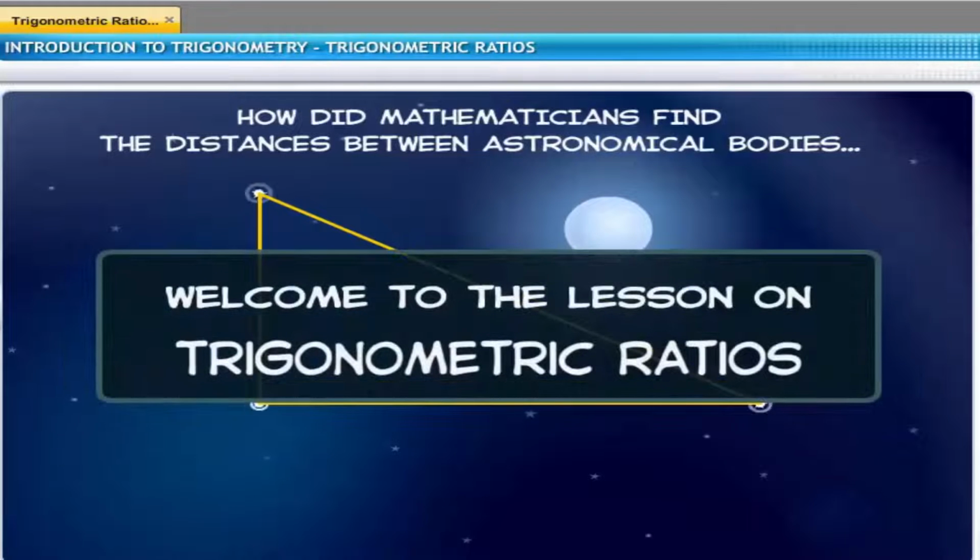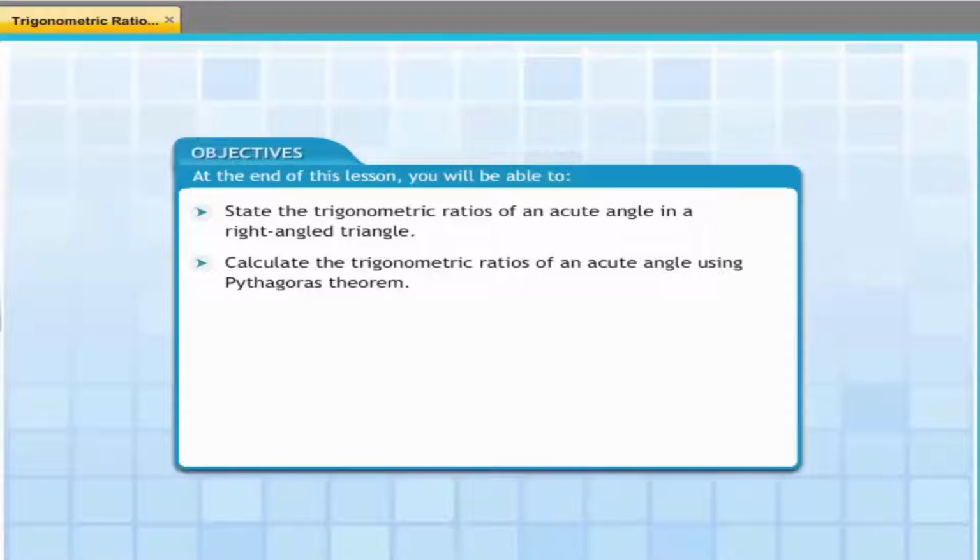Welcome to the lesson on trigonometric ratios. At the end of this lesson, you will be able to state the trigonometric ratios of an acute angle in a right-angled triangle. You will also be able to calculate the trigonometric ratios of an acute angle using Pythagoras theorem.